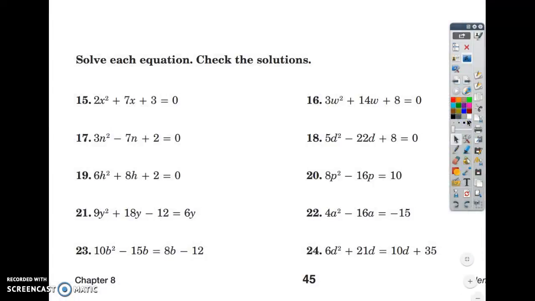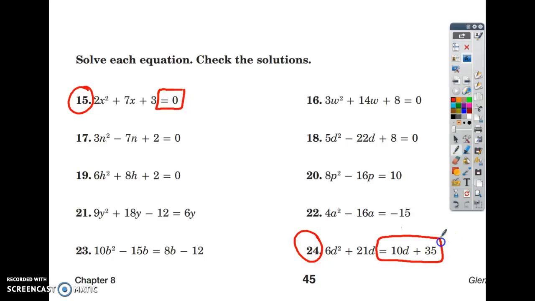On page 45, we're going to do the bottom half. I'm going to do 2 problems with you. So I'm going to do number 15, and I am going to do number 24. And if you notice, the difference between number 15 and number 24 is that number 15 already equals 0, and number 24 does not equal 0. So what we're going to have to do with number 24 is make it equal to 0. Okay, so we'll do that in a little bit.